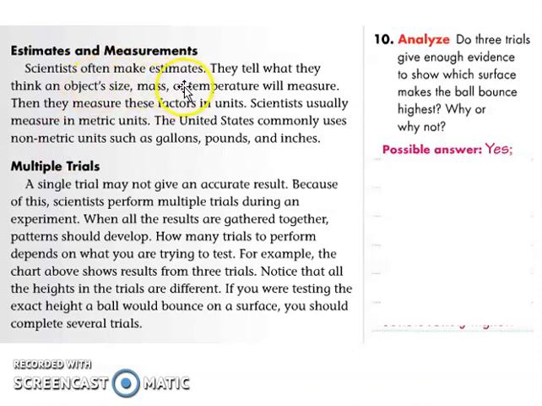Scientists often make estimates. They tell what they think an object's size, mass, or temperature will measure. Now, if I ask you, for example, what is the size of the ball? You didn't see it, you didn't touch it, you didn't measure it, but you could give an estimate. It's kind of medium size. So that phrase "kind of medium" is just an estimation.